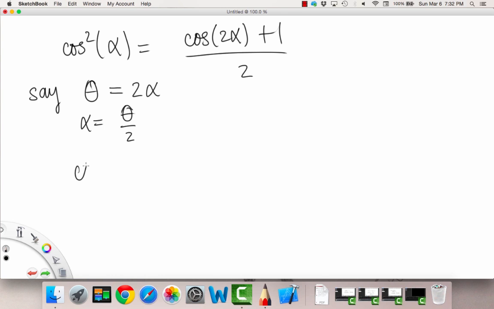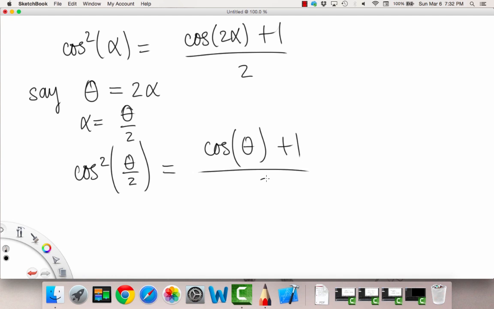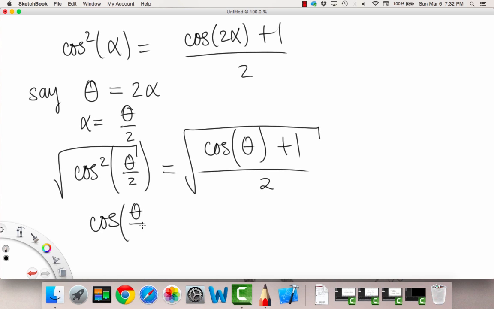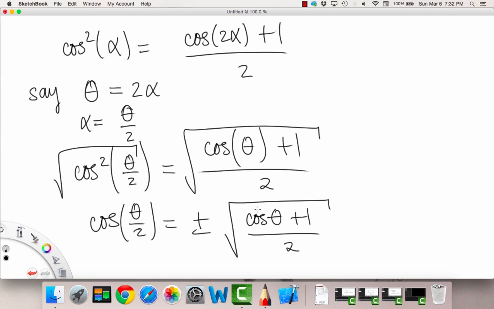That's a little confusing. So if we replace those, we get cosine squared of, instead of alpha, theta over 2, for some reason. And I'll show you where this is headed. So then we get cosine of 2 alpha, which is 2 times theta over 2, which just gives you theta, plus 1 over 2. Let's say we want to square root this and get cosine of theta over 2 by itself. So we get cosine of theta over 2 is equal to plus or minus the square root of (cosine theta plus 1) divided by 2.